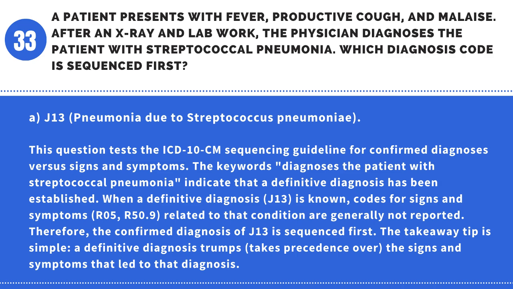This question tests the ICD-10-CM sequencing guideline for confirmed diagnoses versus signs and symptoms. The keywords diagnoses the patient with streptococcal pneumonia indicate that a definitive diagnosis has been established. When a definitive diagnosis, J13, is known, codes for signs and symptoms, R05, R50.9, related to that condition are generally not reported. Therefore, the confirmed diagnosis of J13 is sequenced first. The takeaway tip is simple. A definitive diagnosis takes precedence over the signs and symptoms that led to that diagnosis.